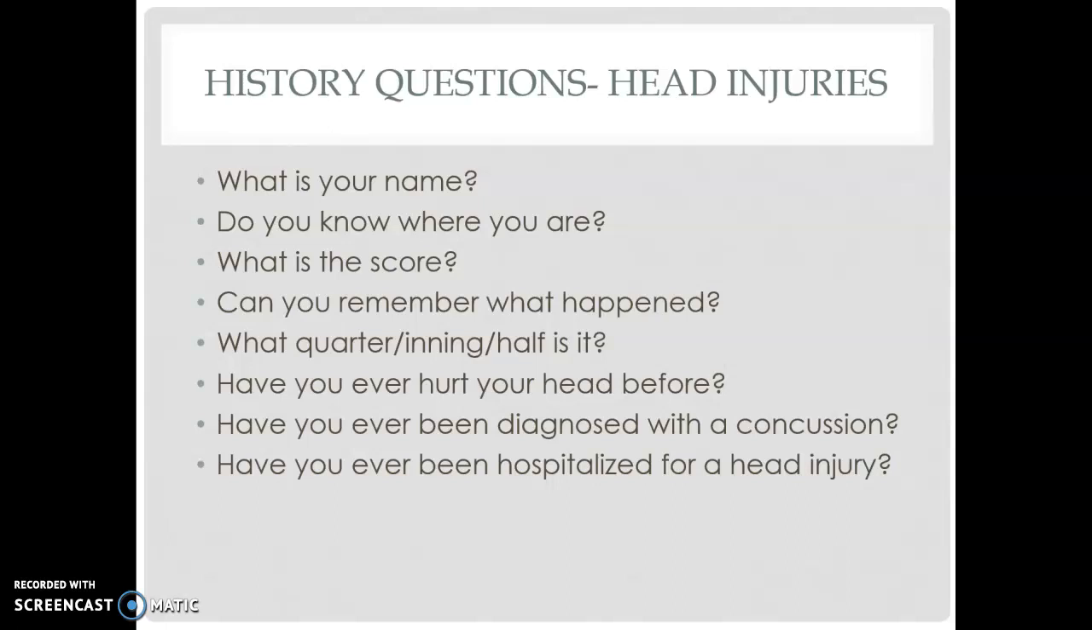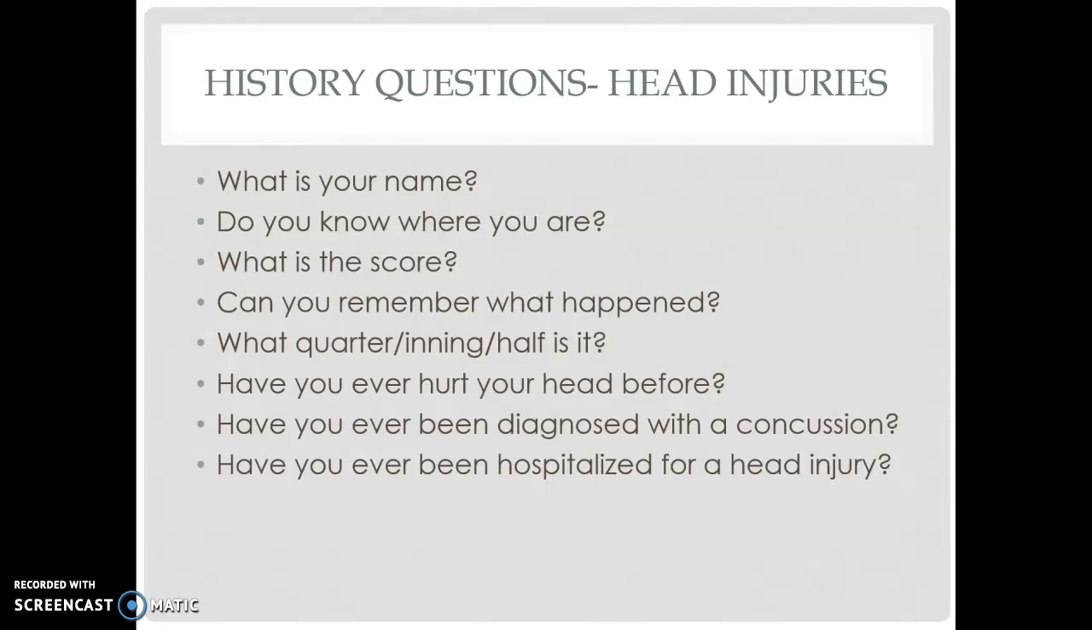So if you do come across a head injury, you want to ask things like memory recall. So what is your name? Do you know where you are right now? What's the score in whatever game they're playing? And can you remember what happened? You want to know if they had any lapse in memory or if they became unconscious at any time. You can ask them what quarter or inning or half it is.